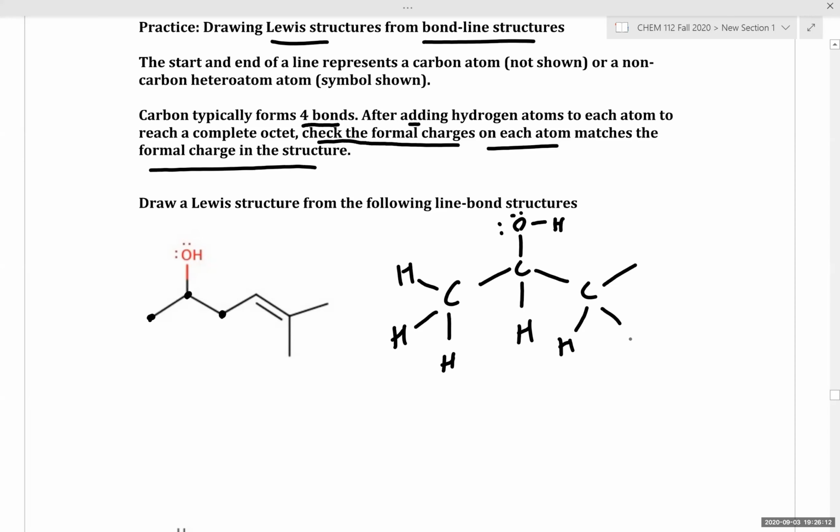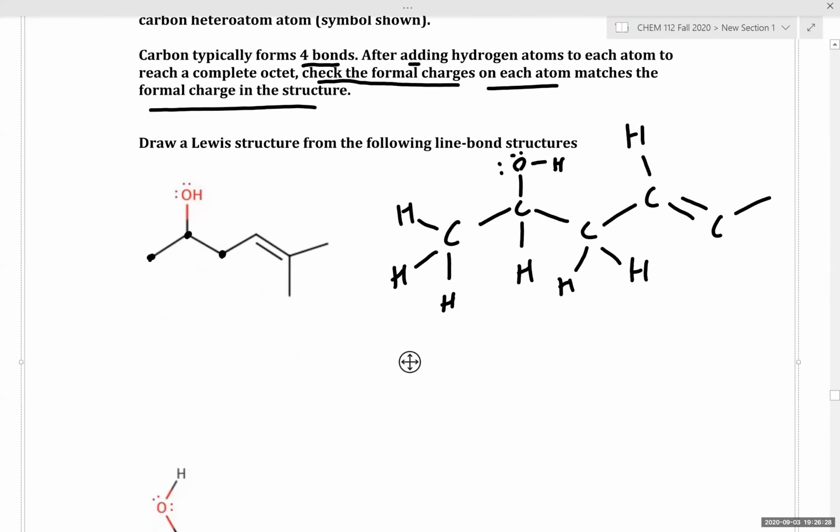2, exactly right. Now we have a carbon with a double bond. How many hydrogens do we need to complete this octet? 1, yep. Now this carbon has 2 carbons attached to it and a double bond. Do I need to put any hydrogens on this carbon? No, not at all. So now we draw out our hydrogens on these methyl groups, and we're finished with our Lewis structure.